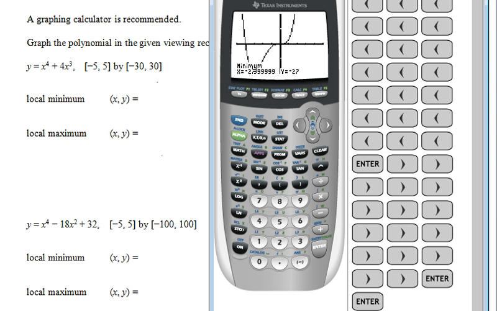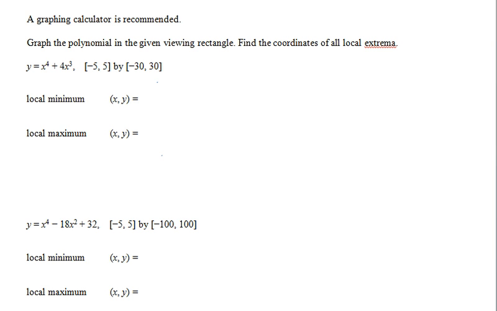So the local minimum is -3, -27. Since there is no local maximum, I'll enter D and E for does not exist.